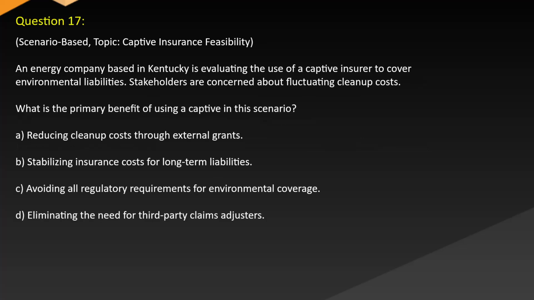Question 17. Scenario-based. Topic: Captive insurance feasibility. An energy company based in Kentucky is evaluating the use of a captive insurer to cover environmental liabilities. Stakeholders are concerned about fluctuating cleanup costs. What is the primary benefit of using a captive in this scenario? A. Reducing cleanup costs through external grants. B. Stabilizing insurance costs for long-term liabilities. C. Avoiding all regulatory requirements for environmental coverage. D. Eliminating the need for third-party claims adjusters.